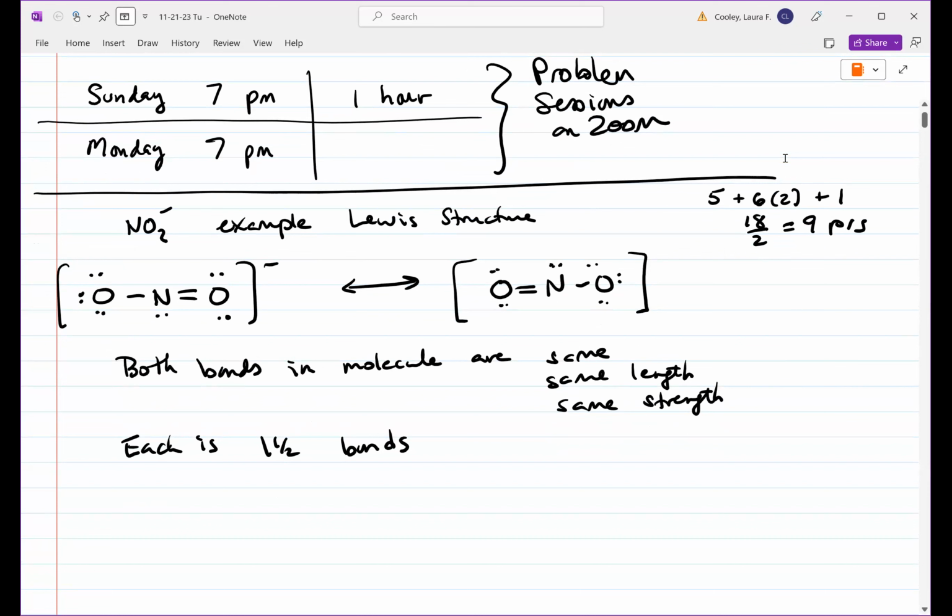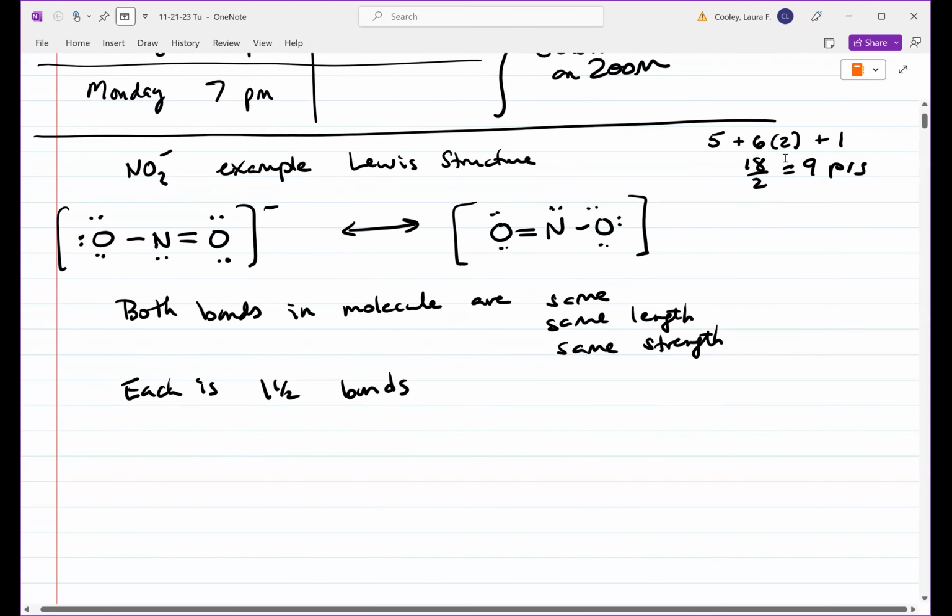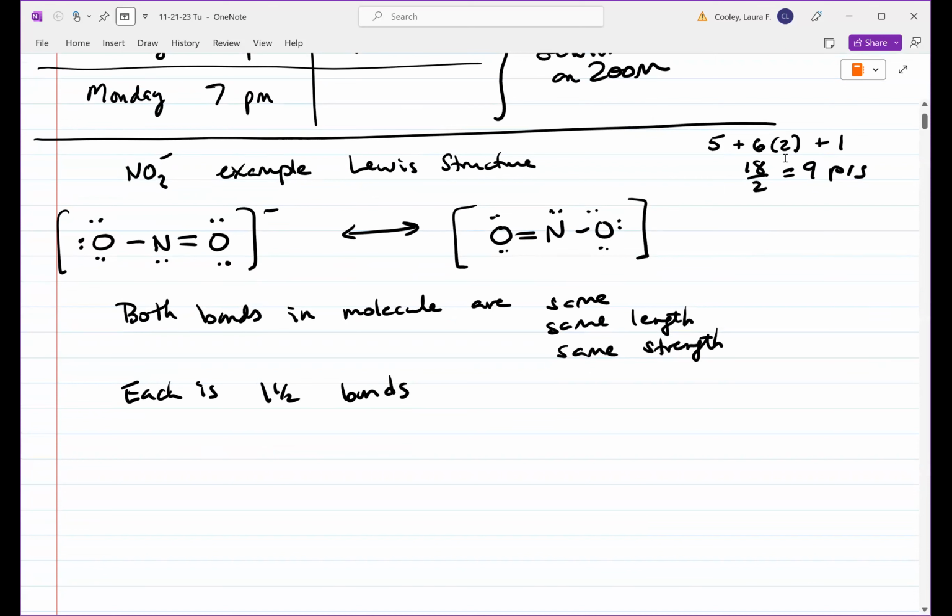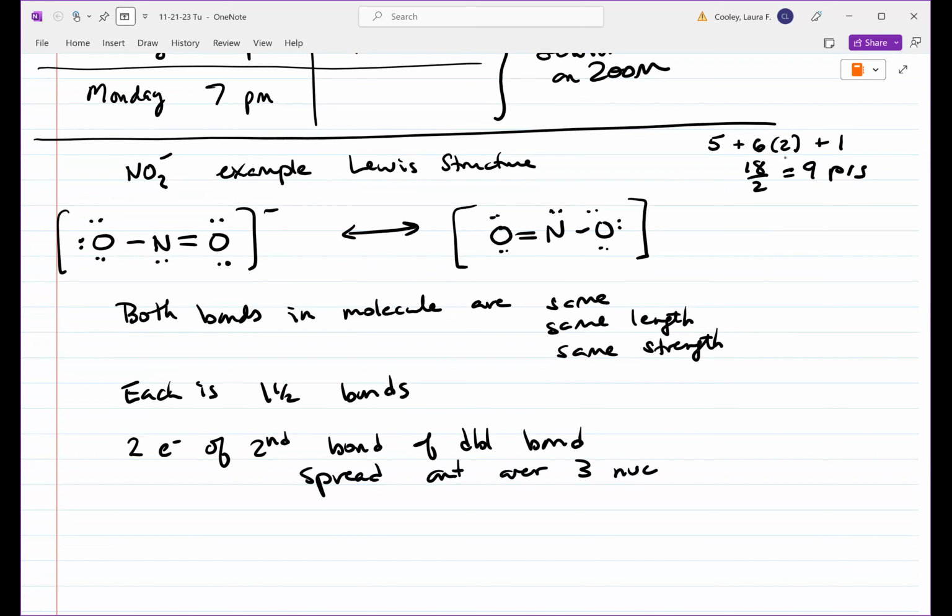So there are actually 2 structures that you need to think about when you're thinking about the Lewis structure for NO2 minus. And this business about having the 2 electrons of the second bond, of the double bond, that these electrons are spread out over the 3 nuclei, right? So it's over both of the O's and the N, okay? We call that electron delocalization.